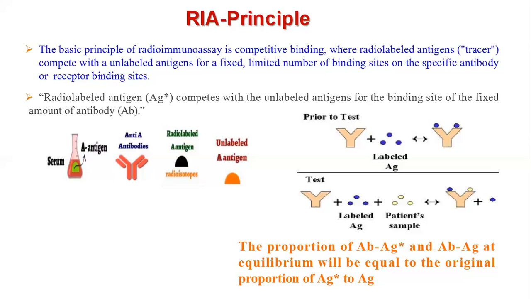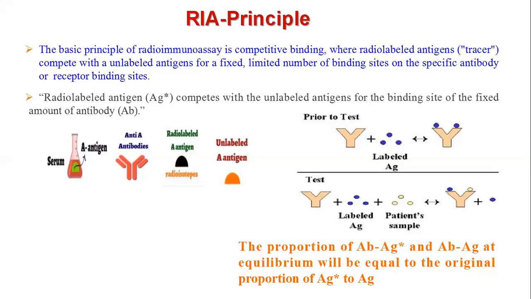Now, the actual test begins with three components. What are the three components? One is the specific amount of antibody. The second is your labeled antigen. And the third is a patient sample that is believed to have the unlabeled antigen. Now we go for the test, and here you can notice the competitive inhibition, or competitive binding, between the two antigens, the labeled and the patient's unlabeled antigen, meaning the blue and the yellow spots.